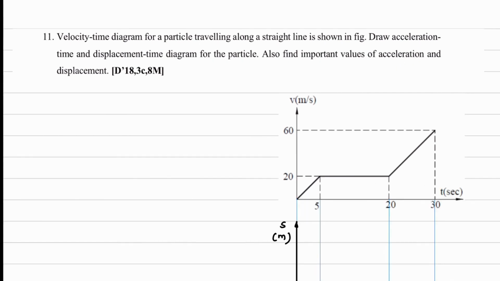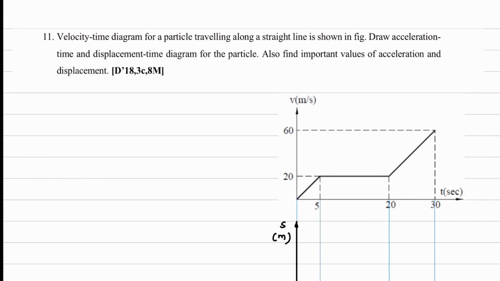Next question we will continue. Velocity time diagram for a particle traveling along a straight line is shown in figure. So VT diagram is given. Draw acceleration time AT and displacement time ST diagram for the particle. Also find important values of acceleration and displacement.